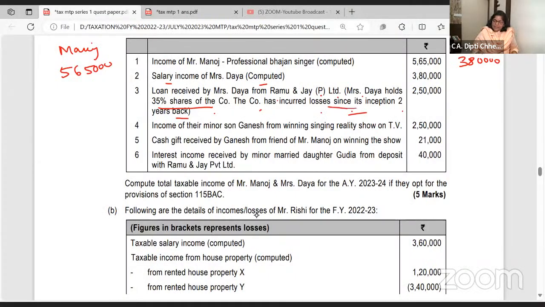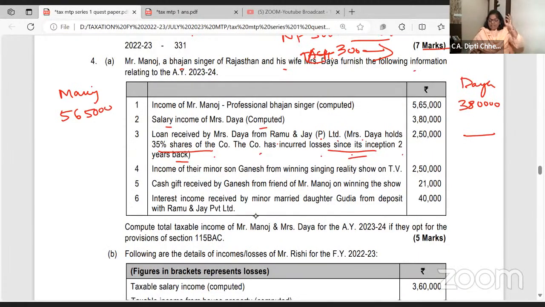Here, loan is given, huh? Is it a private company, huh? Is she having substantial interest, huh? But company ke pas kuch profit hi nahi hai. So what do you do as deemed dividend? Kuch bhi taxable nahi hai. Interesting, no? Yeah. So company is already into losses, so nothing is taxable. Students have literally taken 2,50,000 as deemed dividend taxable in the hands of them.